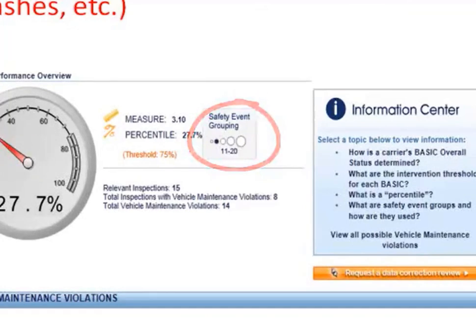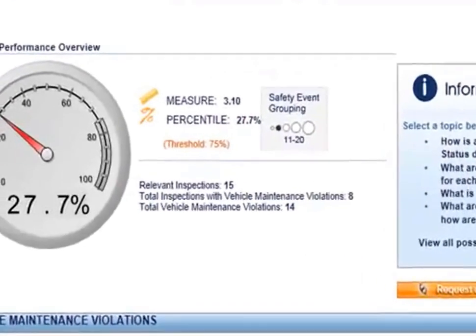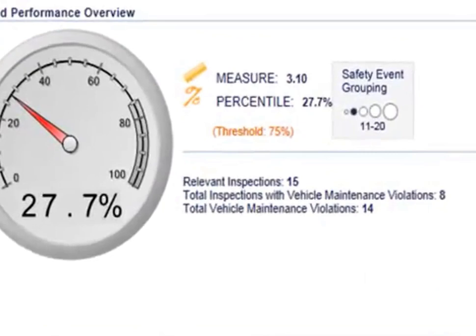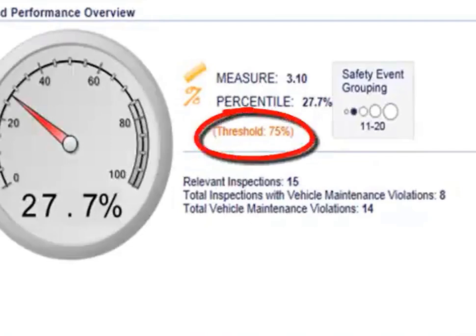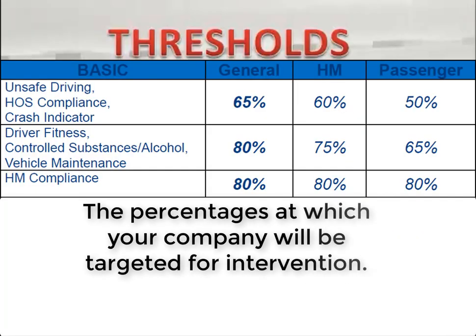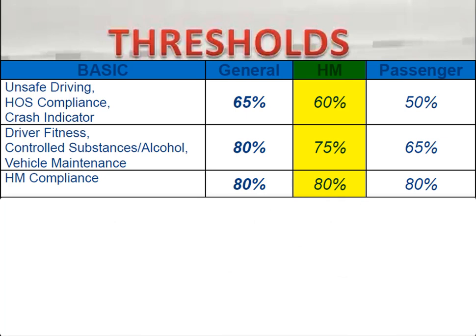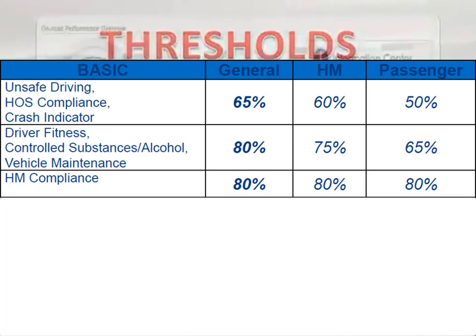So, we're performing worse than 27.7% of companies in our group, but what does that really mean? It's simply a gauge to know how you're doing, but no interventions are required until your company hits what are called thresholds. Thresholds are the percentages at which your company will be targeted for intervention. A list of thresholds for hazmat companies are shown here. Note that these percentages vary slightly based on the type of carrier you are. For instance, since consequences of passenger or hazmat materials crashes are typically more severe, lower thresholds are in place.